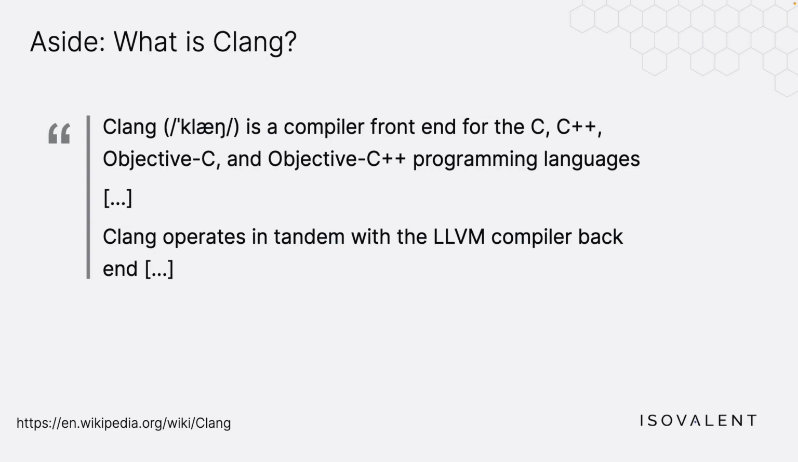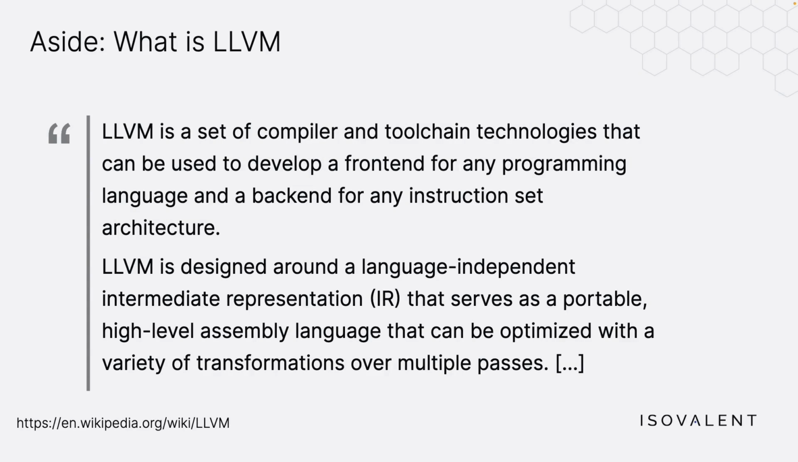As an aside, what the hell is clang? Well, it's a compiler front end for LLVM, which is what Wikipedia will hopefully tell you, which is rather useless unless you know what LLVM is. So what's LLVM? This is what Wikipedia says again, which is probably not all that useful. A better way to think about LLVM is that it's a set of technologies to build compilers.